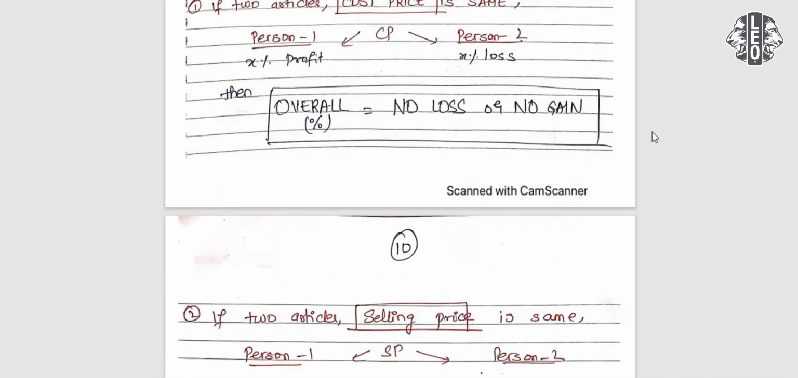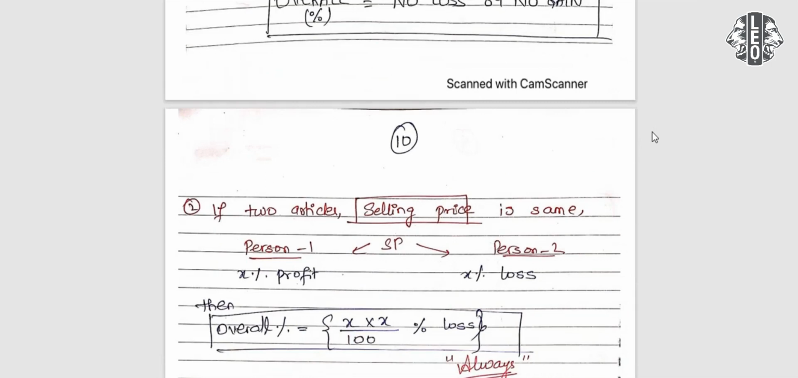And another important TSR is, if two articles, what is the previous TSR? The previous TSR, the cost price is same. Now the selling price is same. If the selling price is same, in the same business case, person 1 is going to have an X% profit. Person 2, in another city or another place, is having an X% loss. Now the overall profit percentage or loss percentage is not going to be 0. It is going to be X into X by 100% loss. This is only valid if the X and X are equal, for person 1 and person 2. It should not be X into Y. It should be only X into X. So that is an important concept.